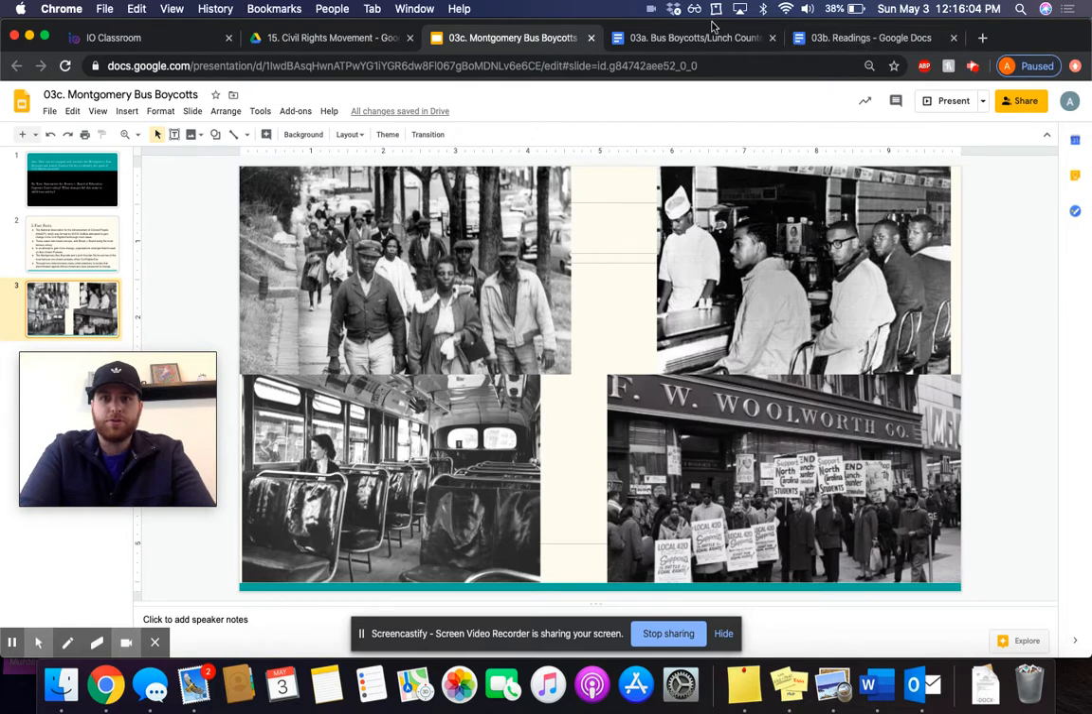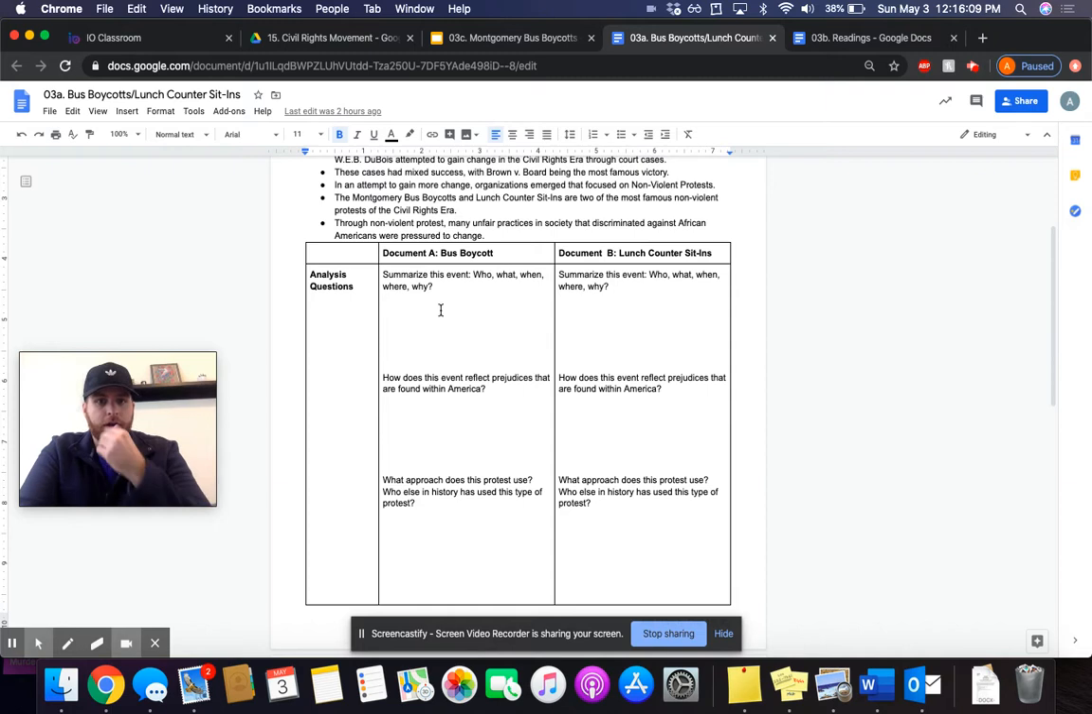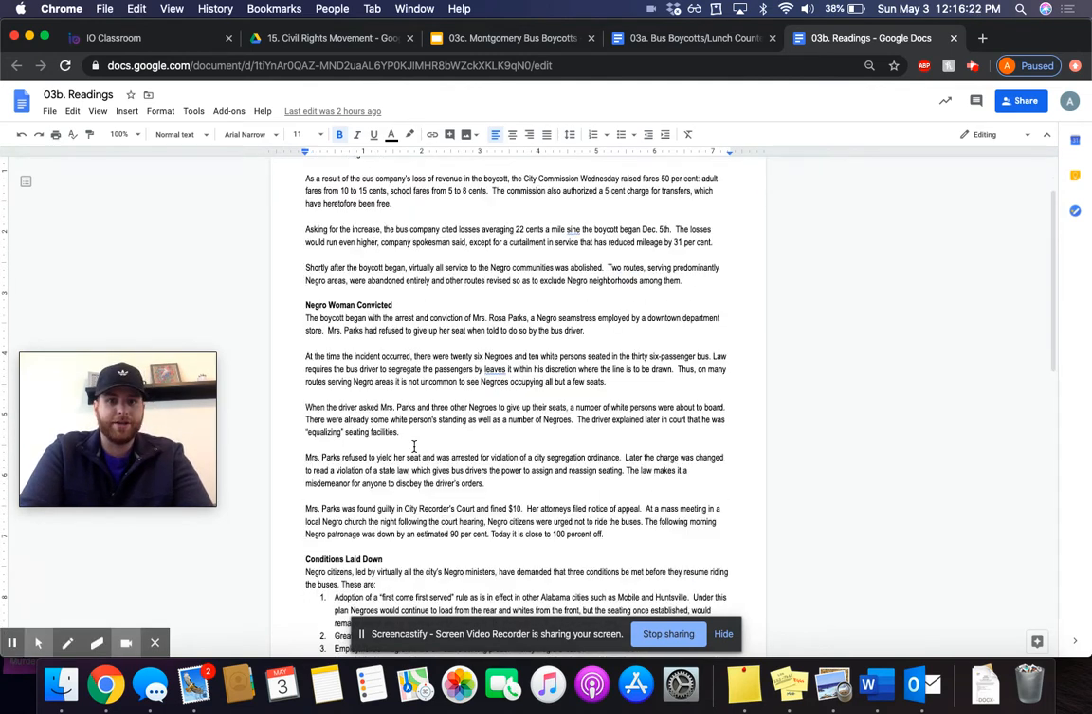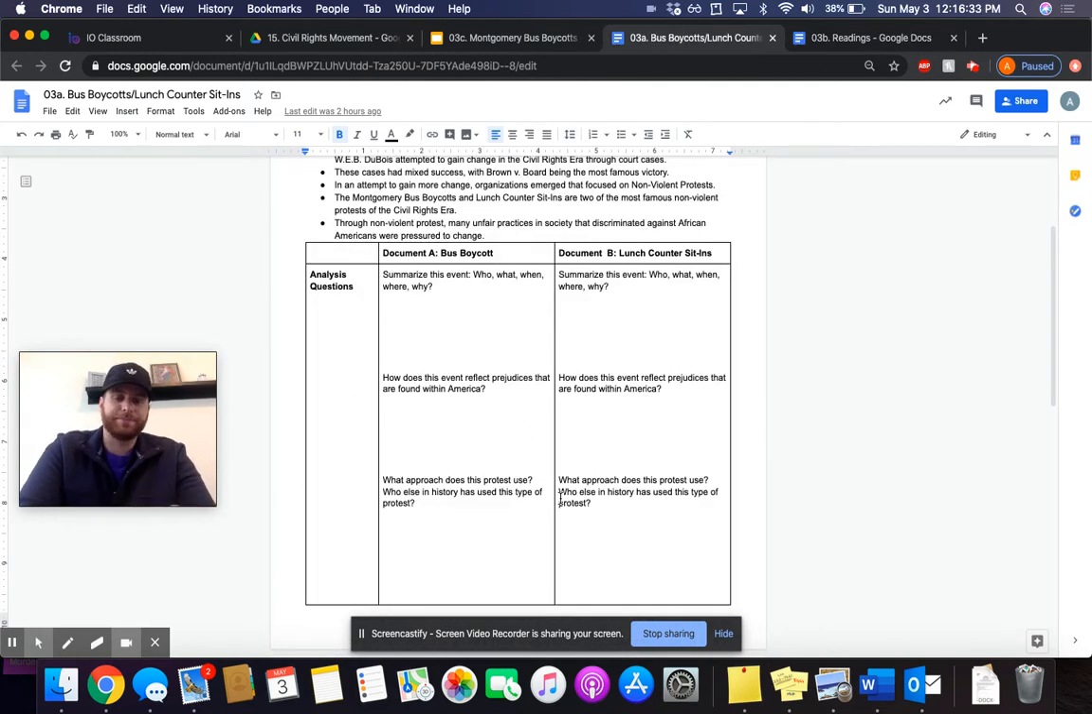So when we shift to our document for the day, okay, you'll see that you have a table, and you're going to be looking at the bus boycotts on the left-hand side, lunch counter sit-ins on the right-hand side. The texts today, they're not in this document. You have a separate document titled Readings, okay, and you'll see that there's an article that's provided to you focusing on the bus boycotts, then an article focusing on the lunch counter sit-ins. Okay, so you should be using those articles to fill in your summary charts.